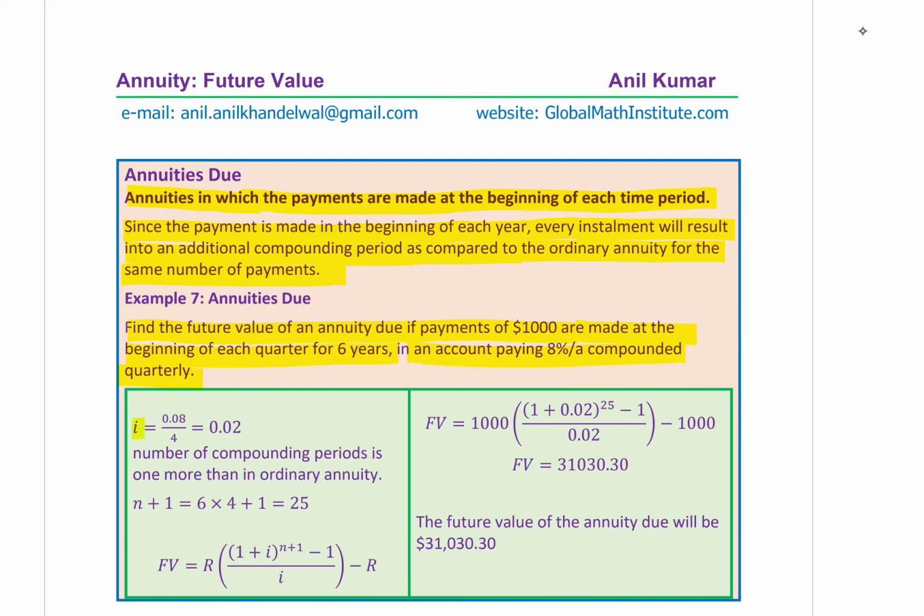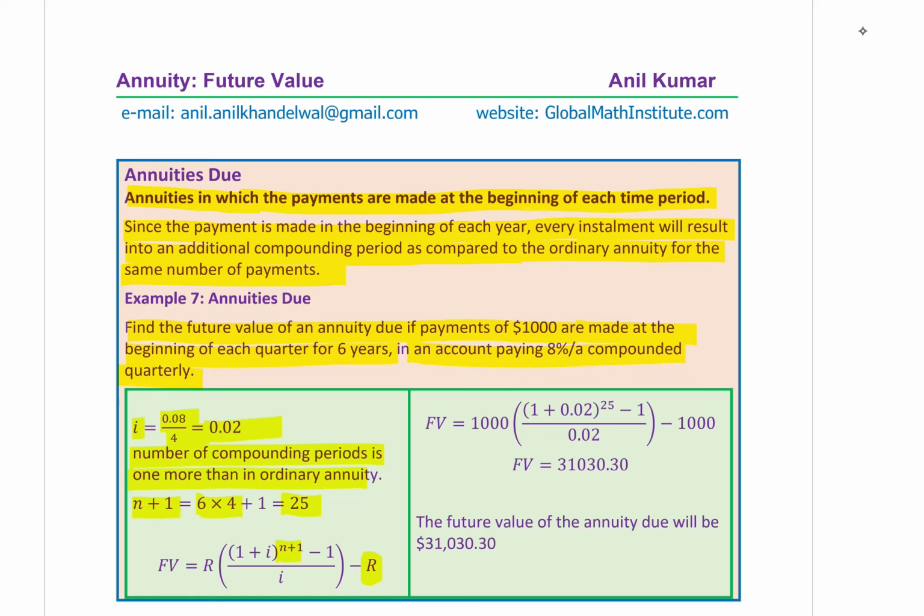Correct. So i, the value will be 8% divided by 4, which comes to 0.02, and the number of compounding periods is n plus 1 in this particular case. Since the payments are made in the very beginning, you get the idea, right? So we have 6 times 4 plus 1, so we have 25 compounding periods. Now we replace that value of n by n plus 1, because we got that additional compounding. However, we did not put that additional amount, R, and therefore from the formula we'll take away R.